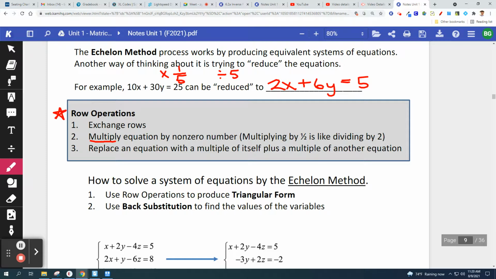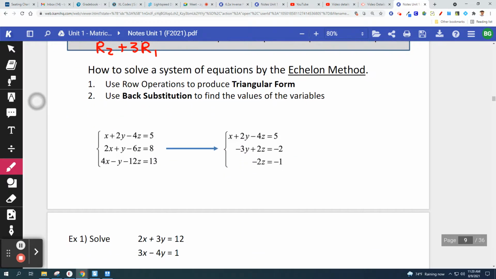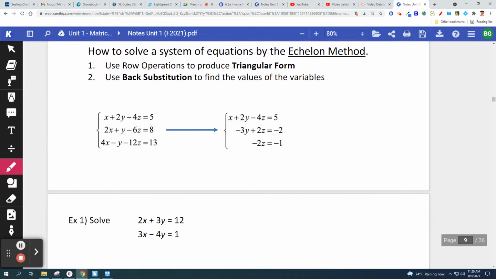And then number 3, we can also replace an equation with a multiple of itself plus a multiple of another equation. So that's where we're doing like row 2 plus 3 row 1, something like that. That's the rule, and that's probably the hardest part of the lesson, getting that statement right there. How to solve a system of equations by the Echelon method: use row operations to produce triangular form. Use back substitution to find the values of the variables.